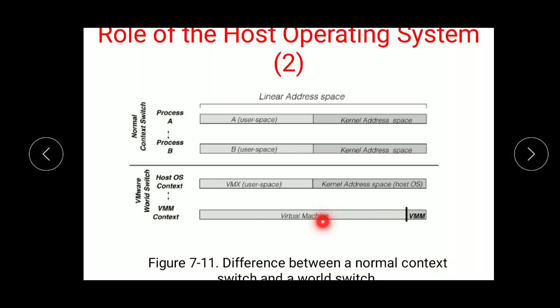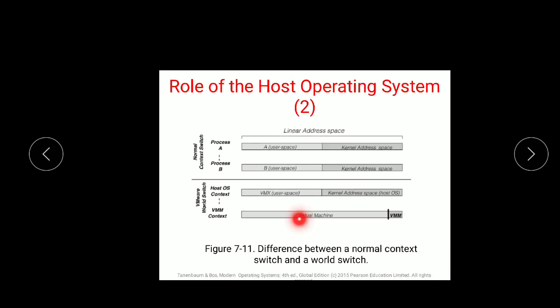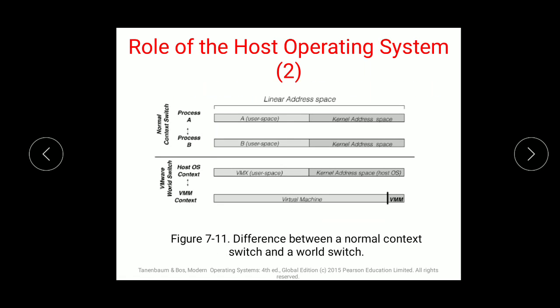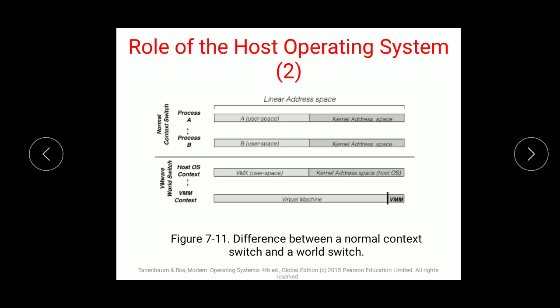You will have one virtual machine, and you will have the virtual machine monitor, and your VMX will be your user space, that is, how many users have been logged in, and your kernel address space will be the host OS, which will be contacting your virtual machine monitor or your virtual machine for access of data or for virtualization. So this is the difference between your normal context switch and your VMware context. They have said world switch because n number of processes are connected here. That is the reason this is there.